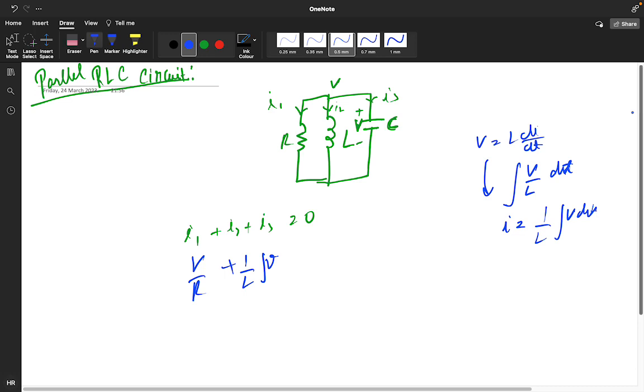So we are getting the equation V = L di/dt. So V by L will come and dt will go that side, and integrate both sides. So you will get the current in this branch. So you are getting the current as (1/L) ∫V dt. Plus, the equation of current for a capacitor is I = C dV/dt. So guys, it is equal to 0.